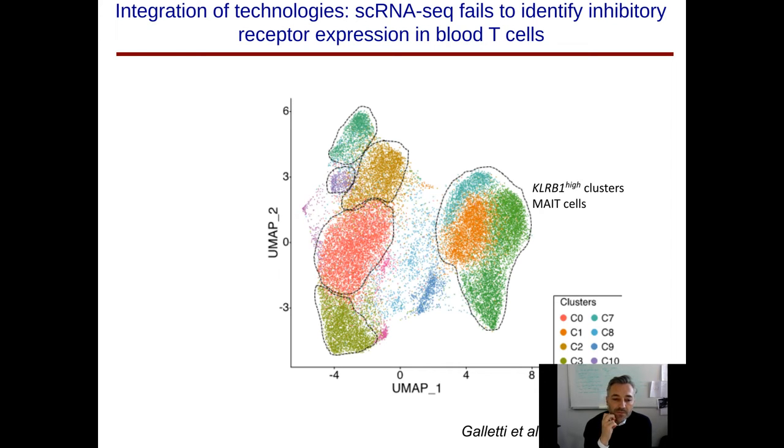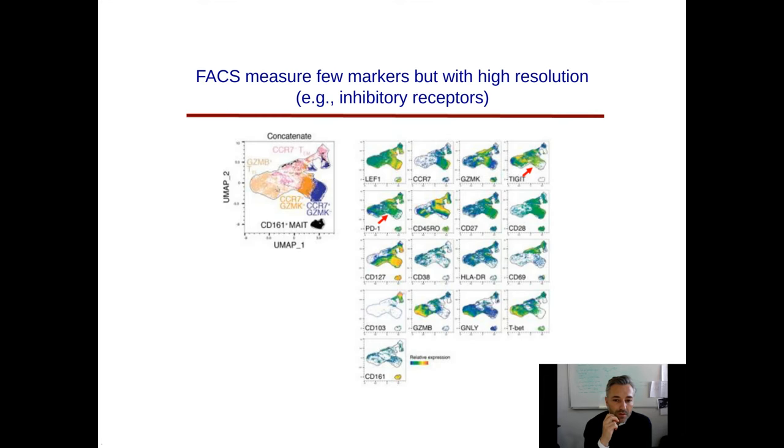So here, by using granzyme K, we were actually able to distinguish CCR7 positive, granzyme K positive, and granzyme K negative cells. The interesting thing is by including antigens that we thought were probably important for T cell differentiation, we were able to show that these granzyme K positive cells, which at first glance look like effector cells, actually express inhibitory receptors such as TIGIT and PD-1.